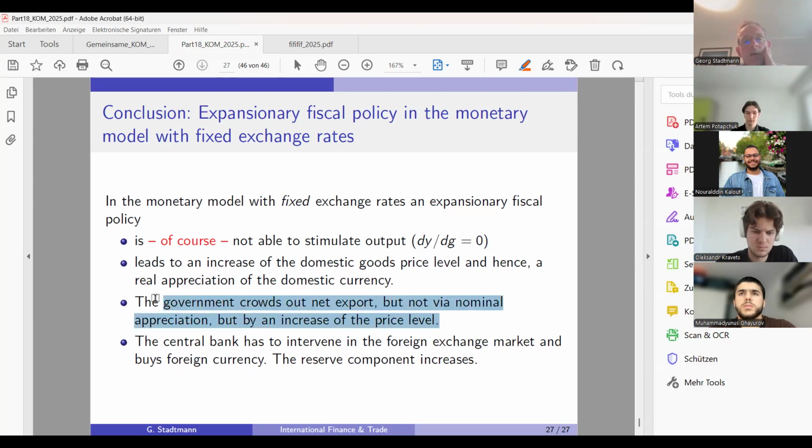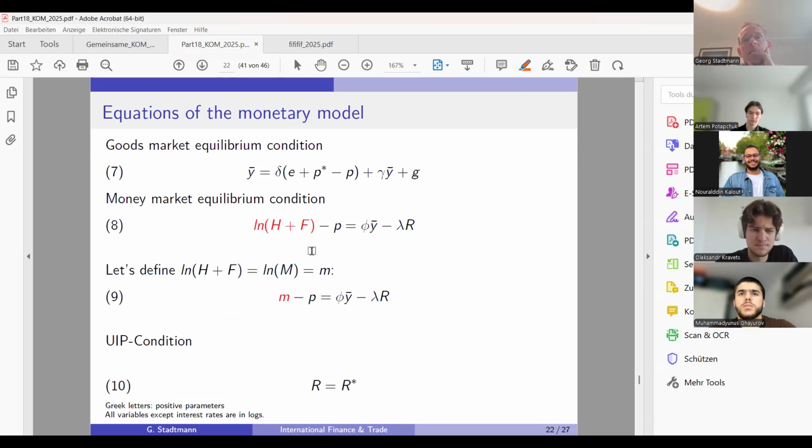Maybe we can clarify this argument here once more by looking at the goods market equilibrium condition. In case that there is a floating exchange rate system, the government increases government spending and the nominal exchange rate decreases, so that also the real exchange rate decreases. So a nominal appreciation is also causing a real appreciation because the real exchange rate changes.